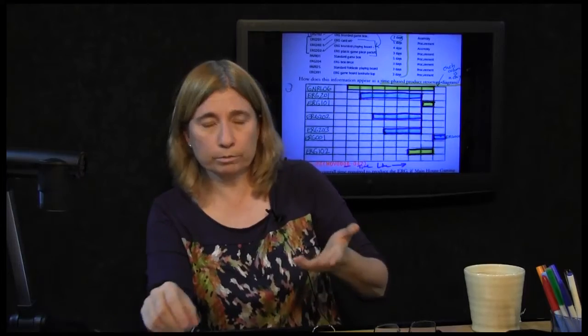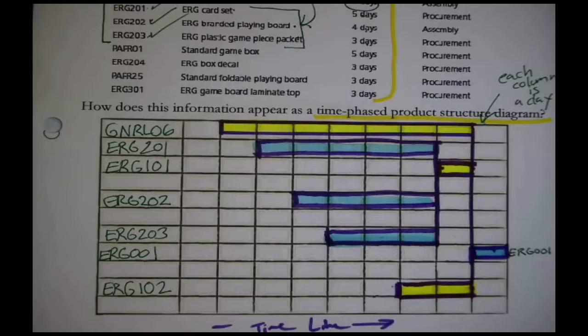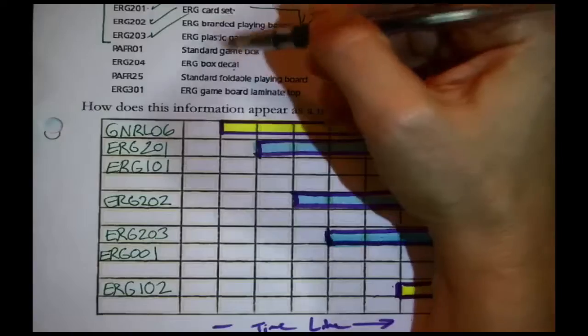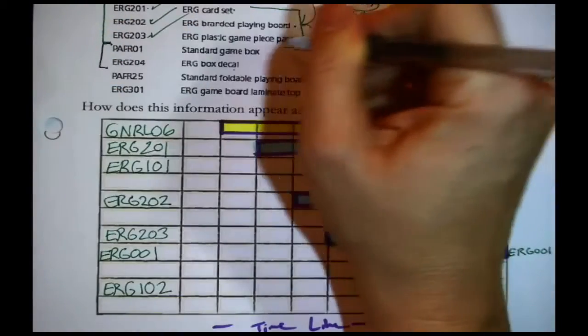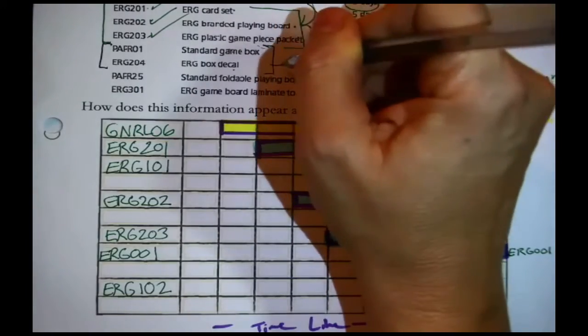Okay, so we have 4 more to go. We just have to figure out who they are the children of. If you review the scenario before, the parent-child relationships were provided in that scenario. If you were deprived of that scenario, at least here at the bottom of the list, you could probably just use logic and figure out who these particular items are children of. Because look at the first 2, standard game box and ERG box decal. They're both things that go into a box. Yes, they're both children of the finished game box.